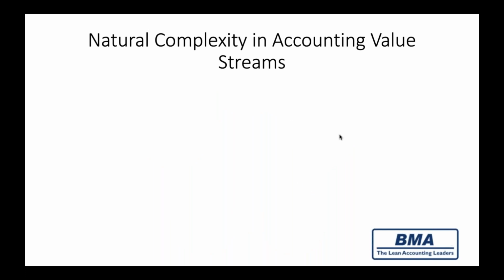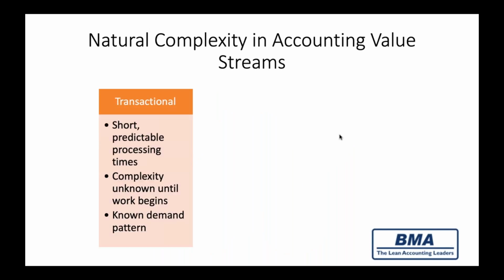There's some natural complexity in accounting value streams. First of all, the general types of value streams. And I like to characterize them sort of simply here. One is transactional, so the processing of transactions. And transactional value streams have short, predictable processing times for the most part. However, there's some inherent complexity, and the complexity is not known until the work begins, and the demand is fairly known. So if you think about accounts payable, we know about how fast we can process invoices. However, if we get an invoice that has a problem, we don't know it till we open up that invoice and begin trying to process it. So we can't predict the complexity in advance.